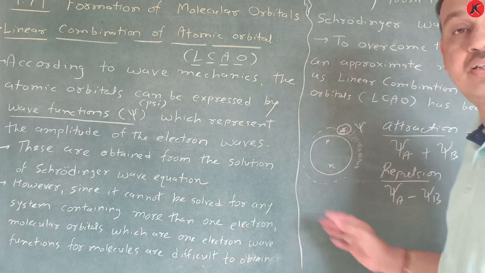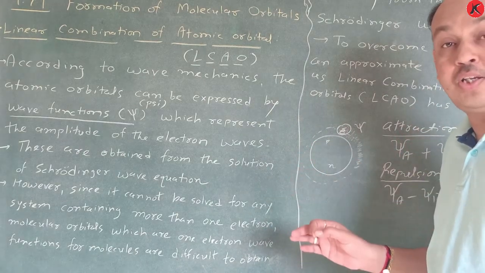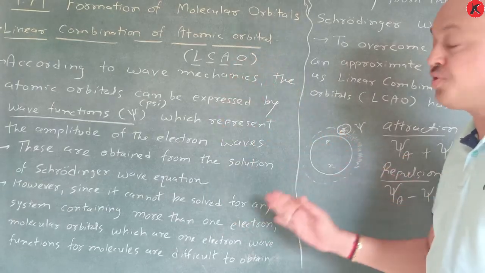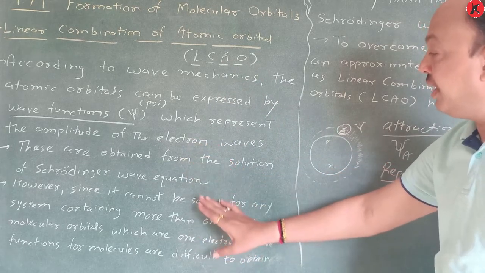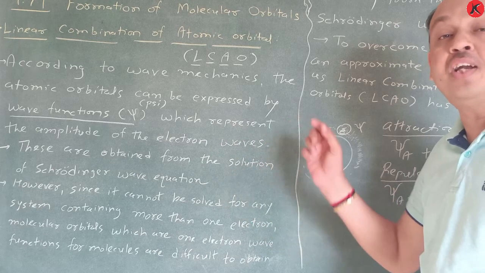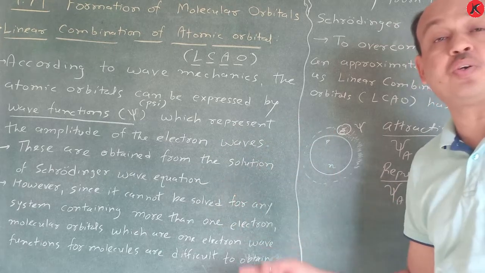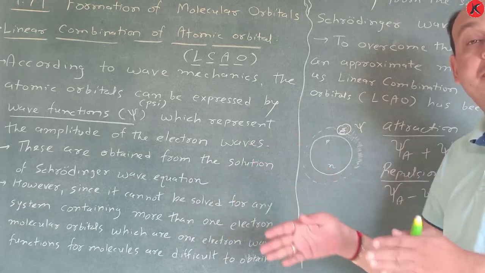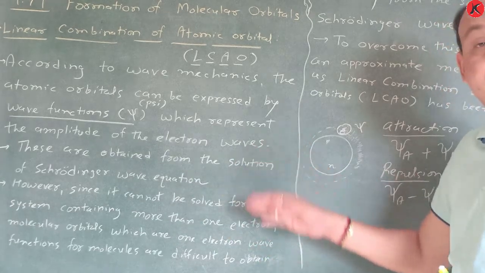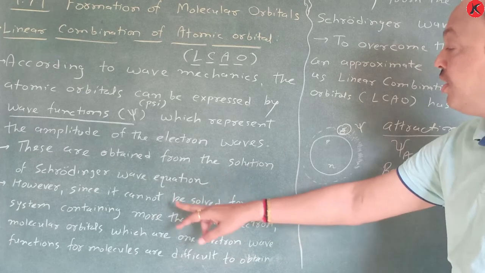Now here we give one example of the H2 molecule. So remember this. This is a limitation of the Schrödinger wave equation, as it is only for one electron. But here when an H atom and another H atom are there, 2 electrons are there, and that's why it cannot be solved.